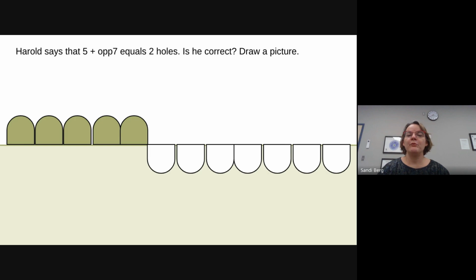All right, so you might have drawn something like that. Now I don't have all my arrows drawn in here in order to show the filling of the holes. I'm hoping you did because you want that proof in there. But we can see that 5 plus opposite 7 will leave me opposite 2, which is also known as 2 holes.